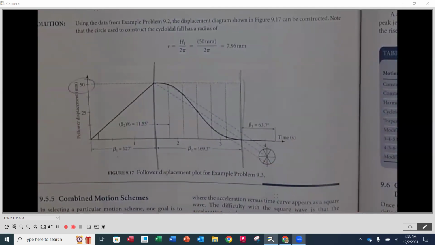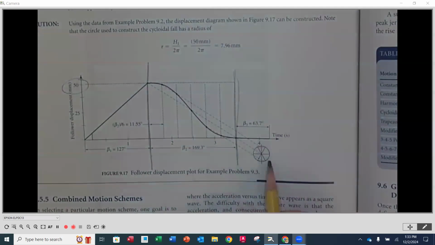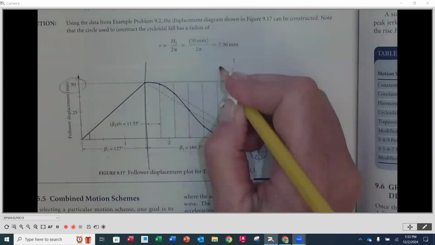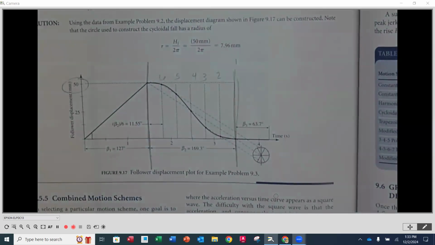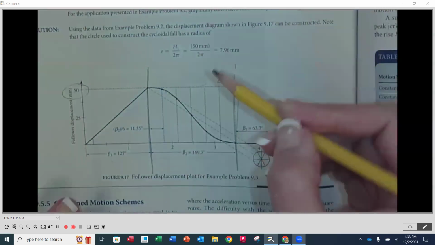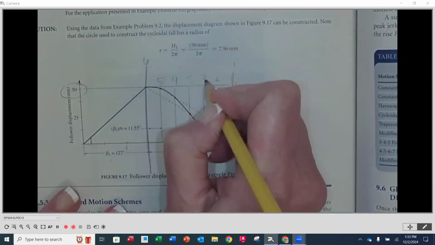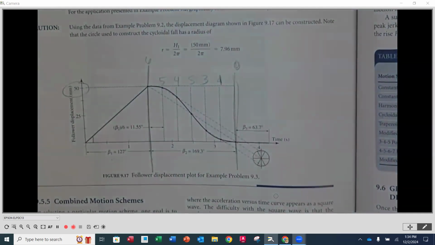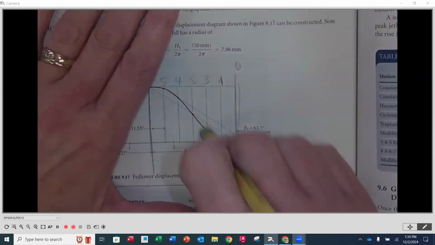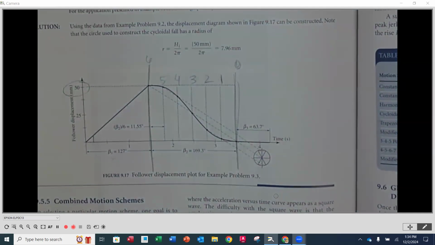Now what you're going to do is divide that total length into 6 parts. So this is going to be your 0. This is going to be 6, 5, 4, 3, 2, and 1. And then this is 0 here. Sorry. Okay. 3, 2, 1. There you go.